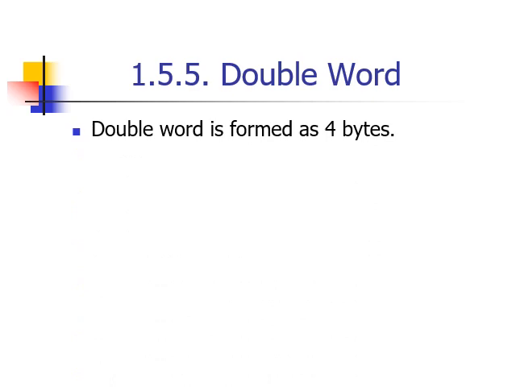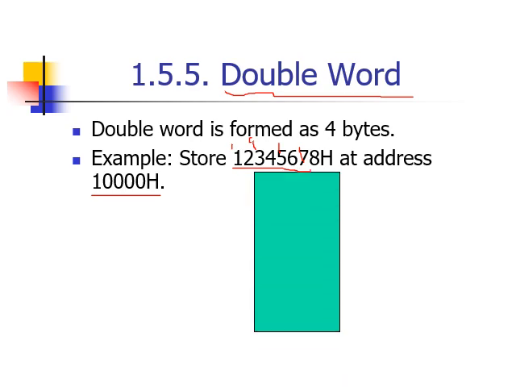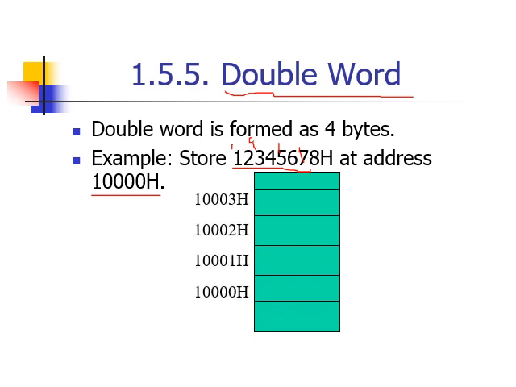So if you're dealing with a higher range of numbers, you may use a double word, 4 bytes. Example, this is a 4 byte number, 1, 2, 3, and 4. We need to store this number at this address. So if you have this address, you have to go up 3 more locations because you need 4 bytes to store the number in. So this is the given address, you add 1, another 1, and another 1. So you have 4 memory locations to store your number in.